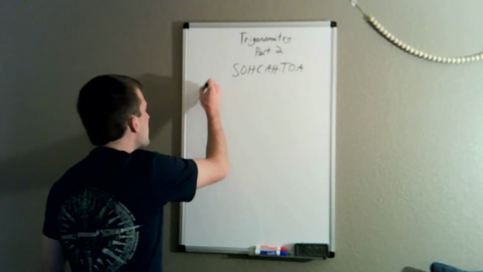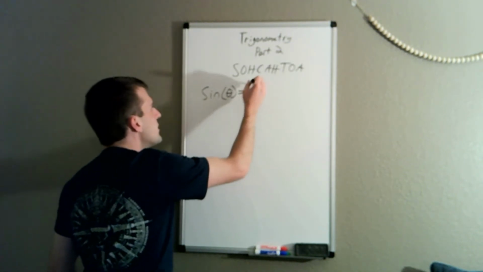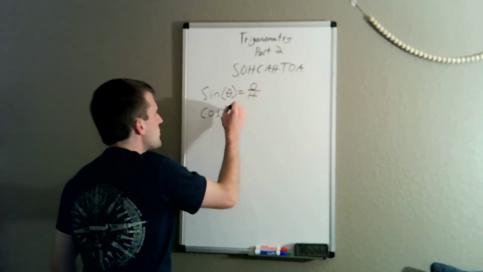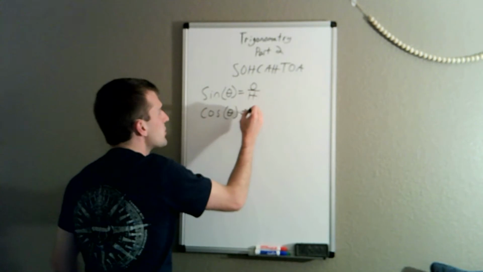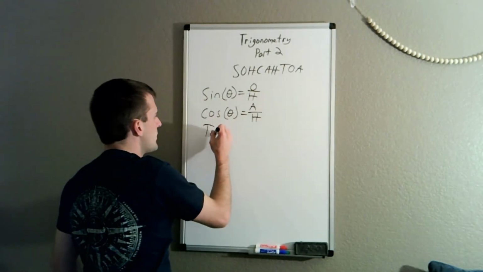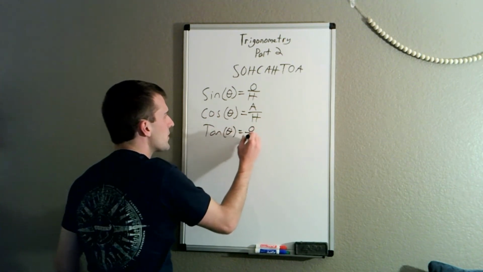And these are, I'll write it out. So sine of theta equals opposite over hypotenuse. Cosine of theta is equal to adjacent over hypotenuse. And tangent of theta is equal to opposite over adjacent.